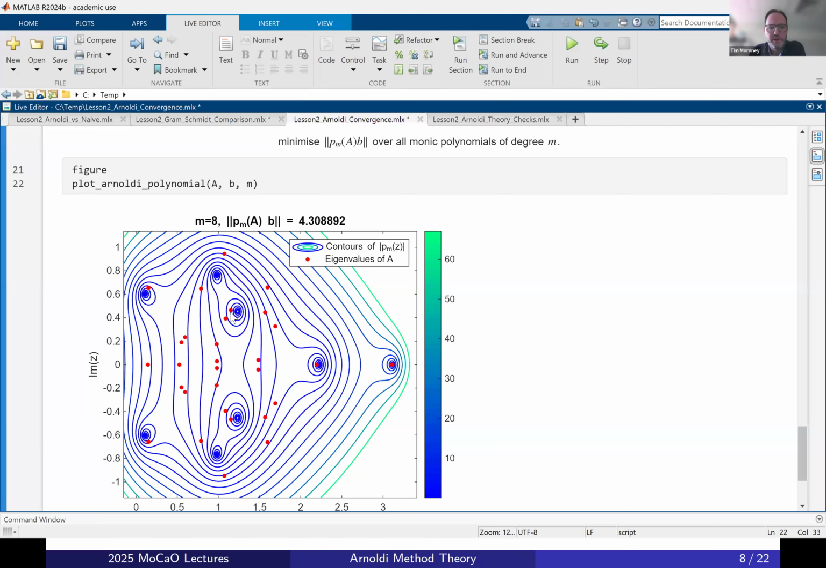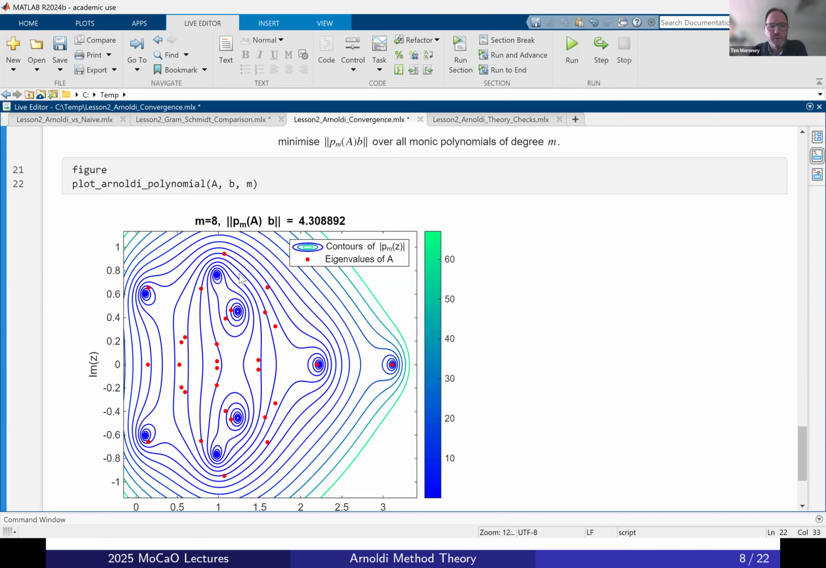And where you've got a zero, if you like, of that polynomial is where the Ritz values are. It turns out that the polynomial that optimizes this is nothing more than the characteristic polynomial of H. So the matrix that the Arnoldi method generates is in fact encoding the solution to this problem in the form of its characteristic polynomial. So our Ritz values are found at the zeros of this characteristic polynomial. That's what the eigenvalues of a matrix are, after all.